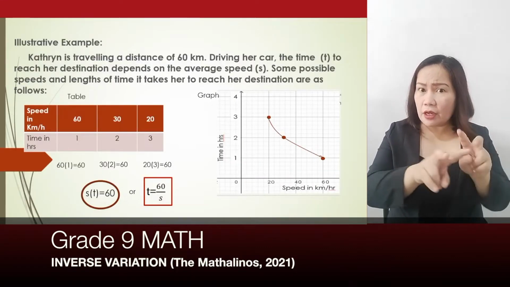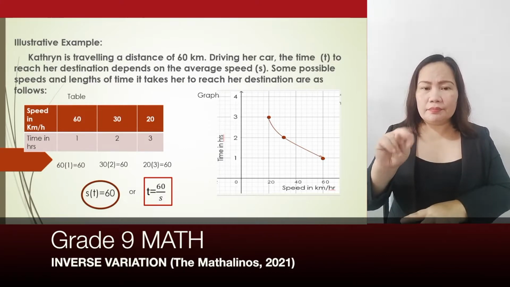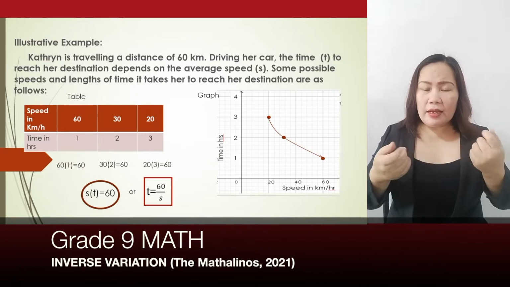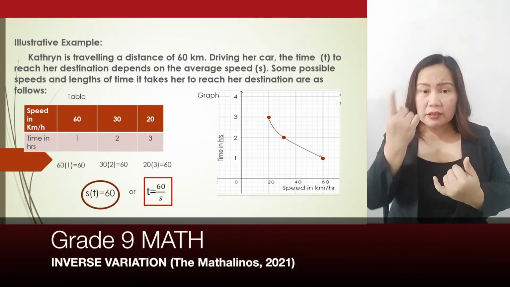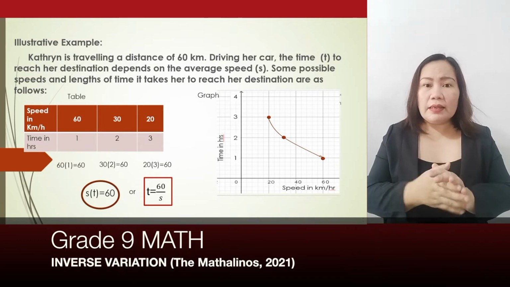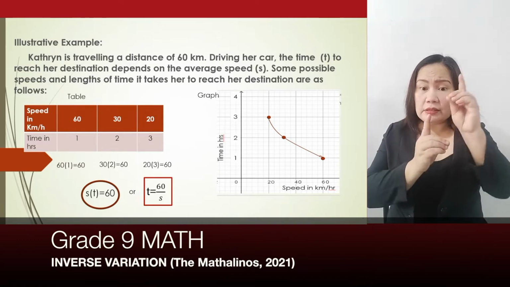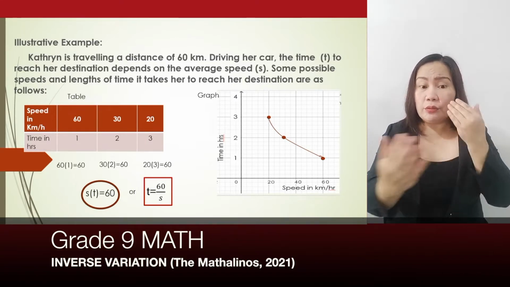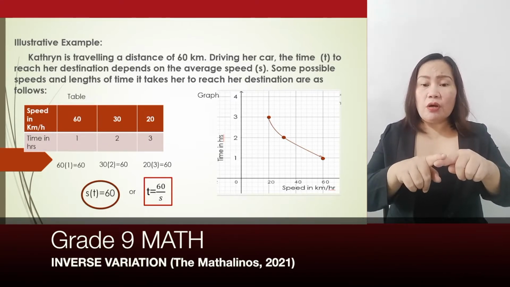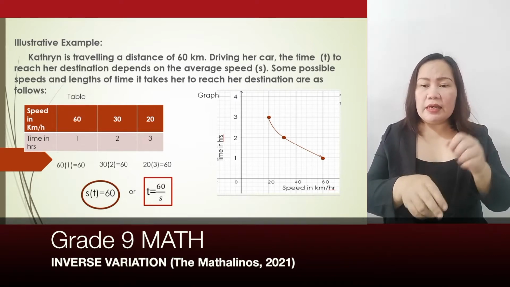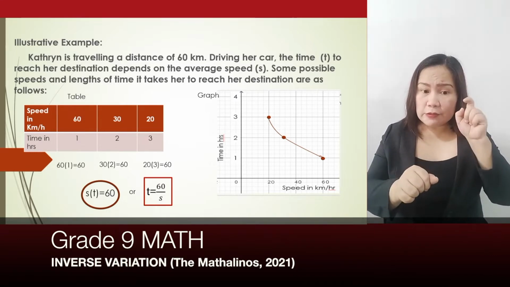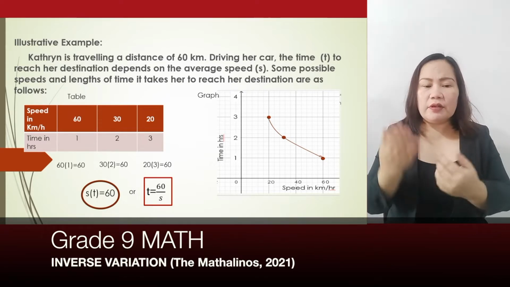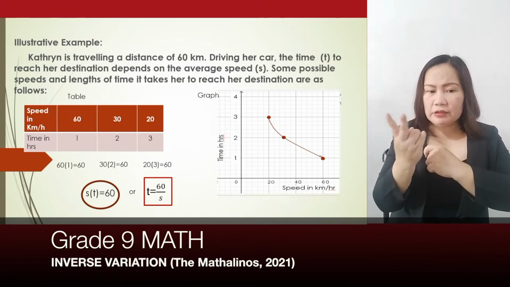What is an inverse variation? To have a clearer understanding of this kind of relation, let us consider this illustrative example. Catherine is traveling a distance of 60 kilometers. In driving her car, the time t to reach her destination depends on the average speed s. Some possible speeds and lengths of time it takes her to reach her destination are as follows. In the table, the speed is expressed in kilometers per hour, while the time is in hours.